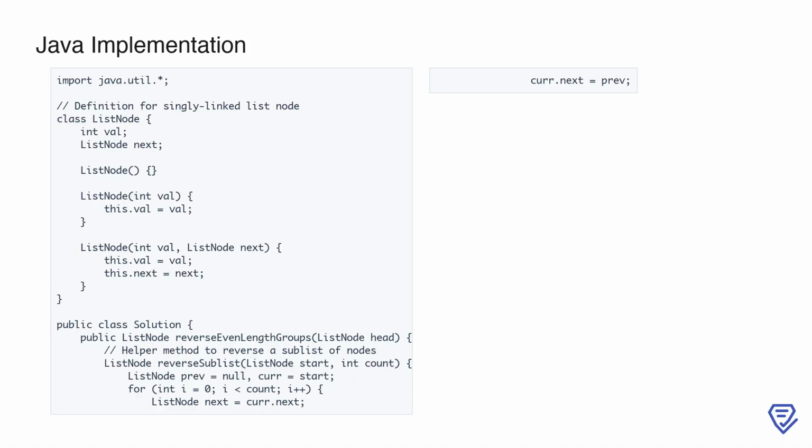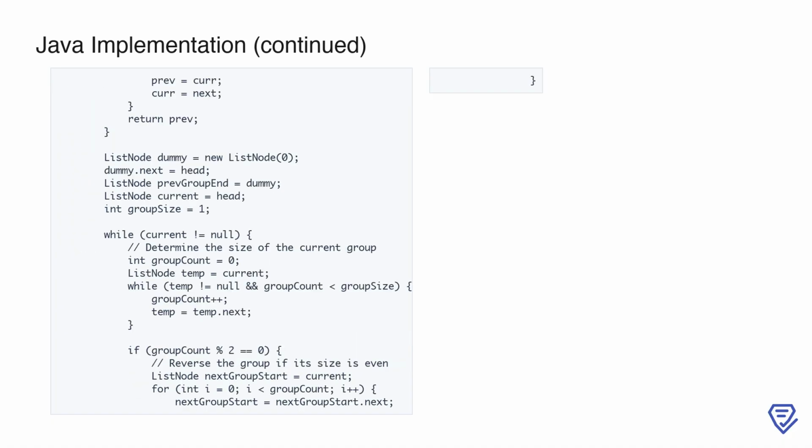Using a for loop, we iteratively update the pointers of the nodes within the sublist to reverse their order. It maintains the current node, the previous node, and the next node during the process, and after completing the loop, it returns the new head of the reversed sublist. After defining the helper function, we initialize a dummy node pointing to the head of the list, which serves as a placeholder to simplify edge cases. We also define pointers like prev_group_end to track the end of the previous group and current to traverse the list. The group size variable starts at 1 and will incrementally grow to determine the size of each group. Using a while loop, we continue processing the list until we reach the end.